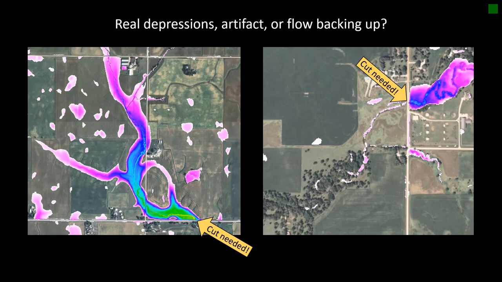In other cases, which you can see in these examples too, there may be artifacts in the DEM shown by these smaller pink dots across the landscape. These are not true depressions and will not actually impede the flow, and we'll need to cut through those to allow the flow to continue to move.